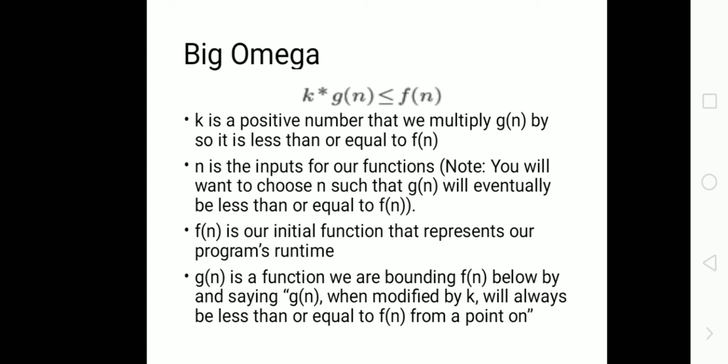N is the input for our functions. Note: you will want to choose n such that g of n will eventually be less than or equal to f of n. F of n is our initial function that represents our program's runtime. G of n is a function we are bounding f of n below by, and saying g of n, when modified by k, will always be less than or equal to f of n from a point on.